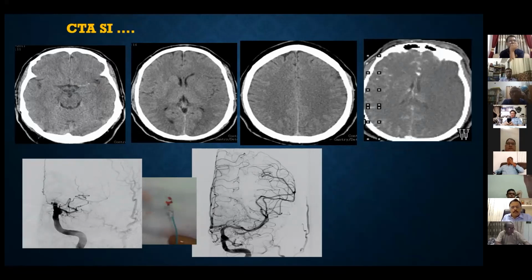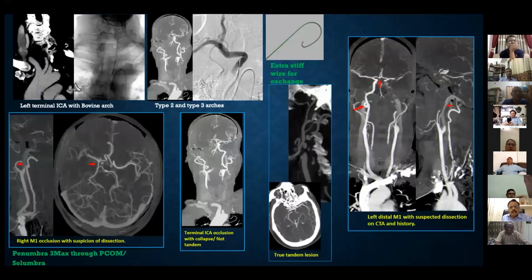As I mentioned, CTA remains the mainstay for us. It shows us how the aortic arch is. It shows us proximal cervical occlusions as well. It shows us the intracranial circulation, including any collateral flow. It can show us tandem occlusion, like here in this case, there's an IC occlusion as well as an MC occlusion. And it can again show us, like in this case, there's a dissection here, then there is a loop, but there's a good communicating artery and a distal MC occlusion.